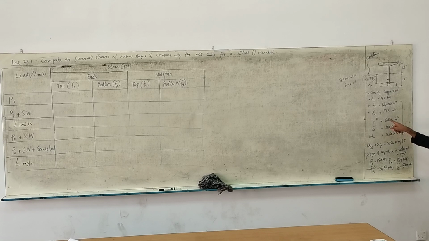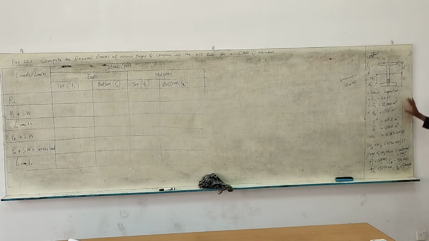Okay, it's not r. r is of course lesser. If you want, you can also calculate r from this relationship, r equal to square root of I over A. But if it is directly given, you can use it directly. S is also given, 1000 inch cubed.